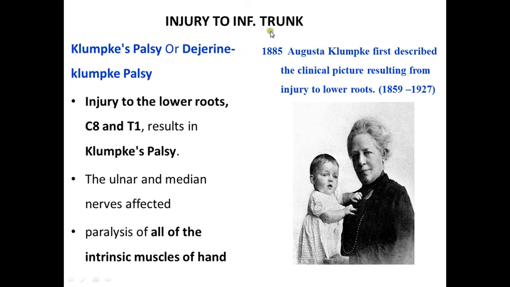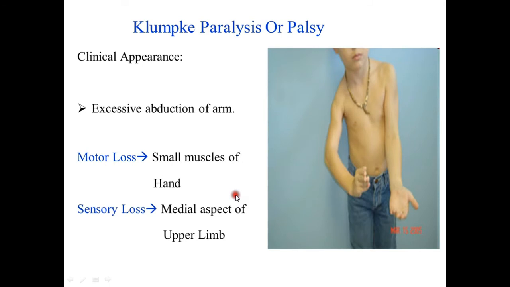Injury to the lower trunk is known as Klumpke palsy, or Klumpke's or Dejerine-Klumpke palsy, because in 1885 Augusta Klumpke first described the clinical picture resulting from injury to the lower root, or injury to the trunk over here. Injury to the lower root, obviously, when we say the lower root it means C8 and T1, results in Klumpke's paralysis. The ulnar and median nerves are affected, with paralysis of all the intrinsic muscles of the hand.